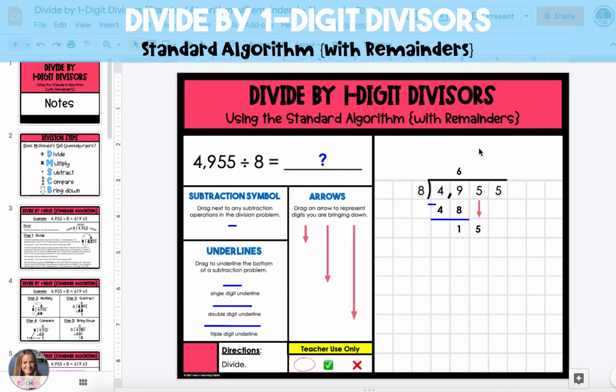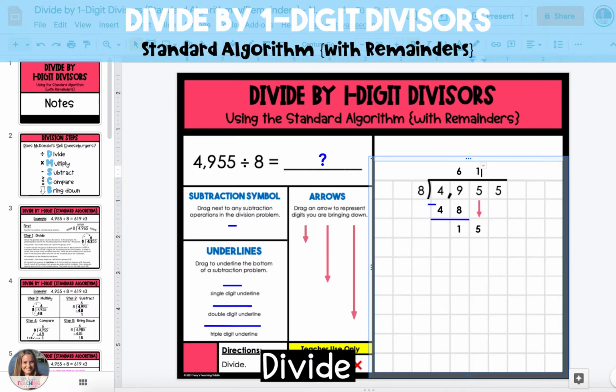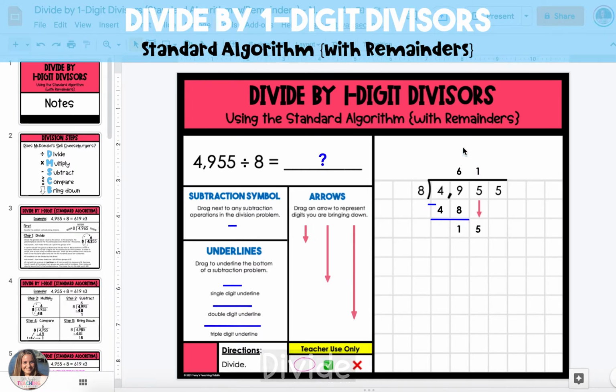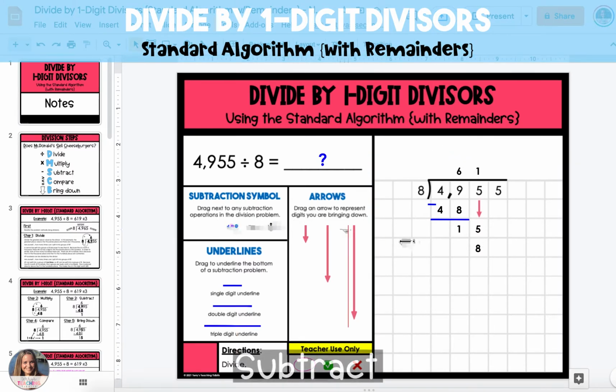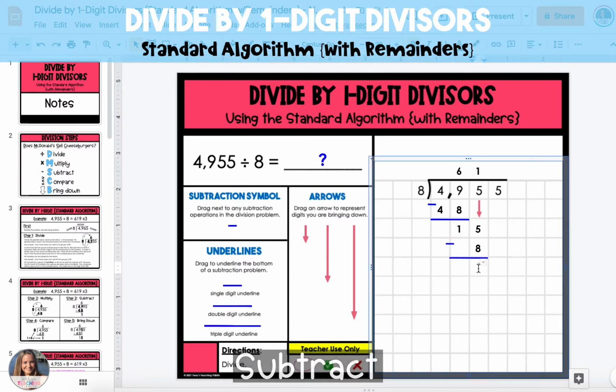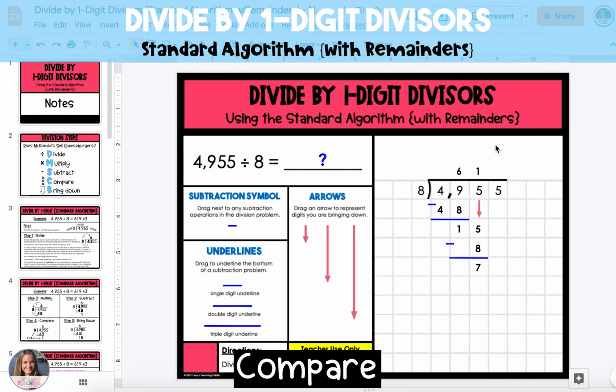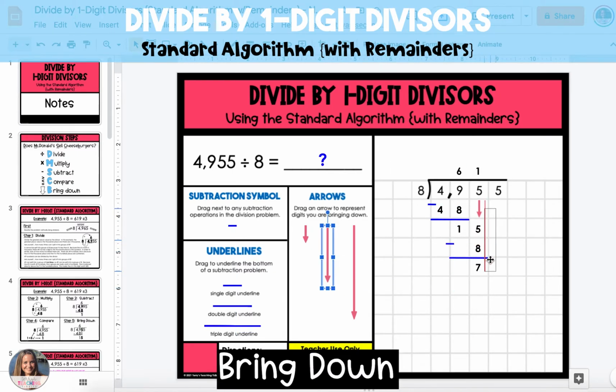After bringing down the 5, we now have 15 tens to divide by 8. 15 can divide by 8 one time, so we're going to put a 1 in the tens place in the quotient area. Now multiply that 1 by the 8 in the divisor to get 8 and put that underneath the 15. Now subtract 15 minus 8, which equals 7. Take that answer and compare it to the divisor. It should be less than the divisor, and 7 is less than 8. So next we'll bring down the next digit in the dividend.